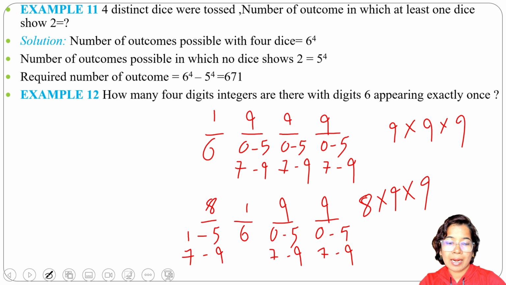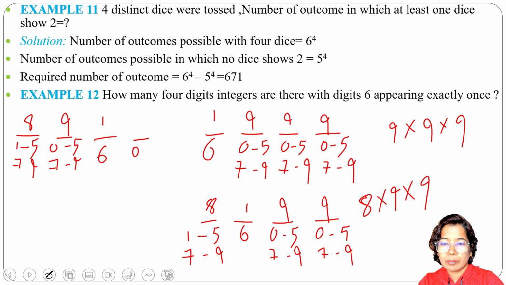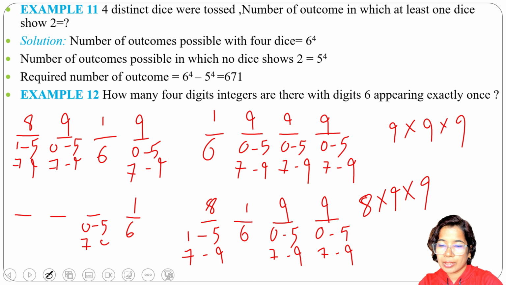If 6 is placed at the third place, so here is 6, and in the first place it can be 1 to 5, 7 to 9, so 8 possibilities. For the second, 0 to 5, 7 to 9, 9 possibilities. For the fourth, 0 to 5, 7 to 9, there are 9 possibilities. So here also 8 multiplied by 9 multiplied by 9. Then when 6 appears at the last place, 6 appears here, so there is 1 possibility. Here 0 to 5, 7 to 9, 9 possibilities. Second place 0 to 5, 7 to 9, 9 possibilities. In the first, 1 to 5, 7 to 9, so 8 possibilities.